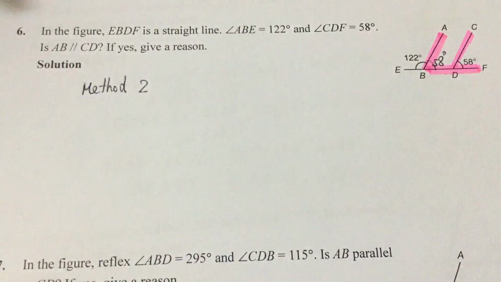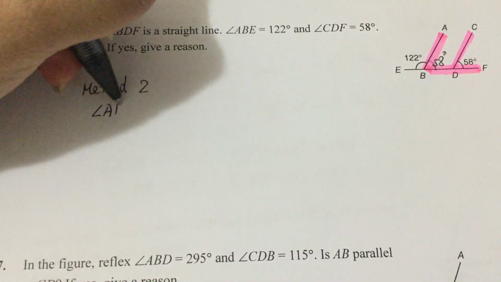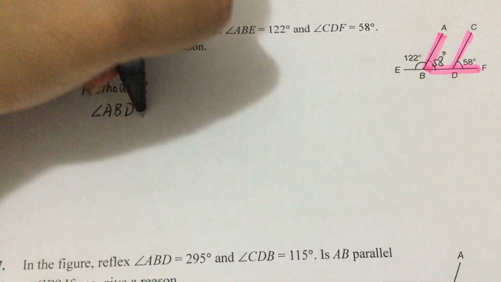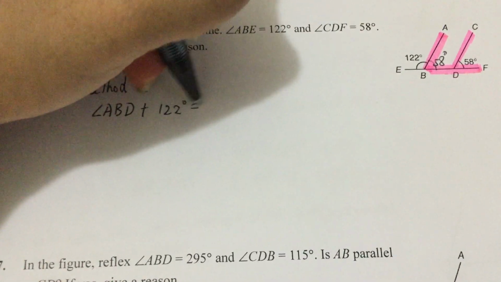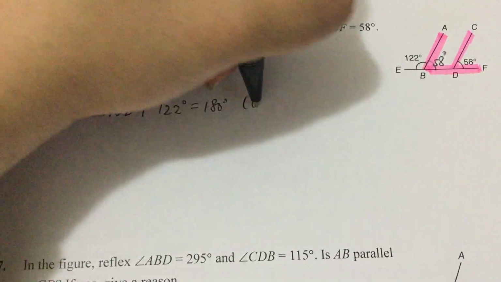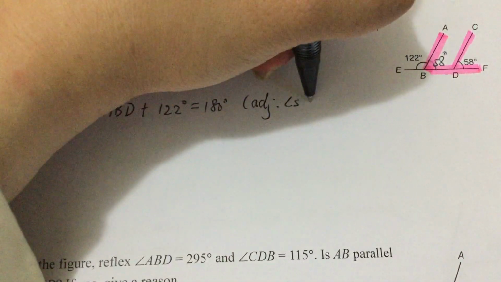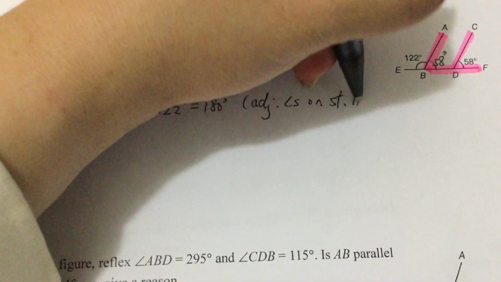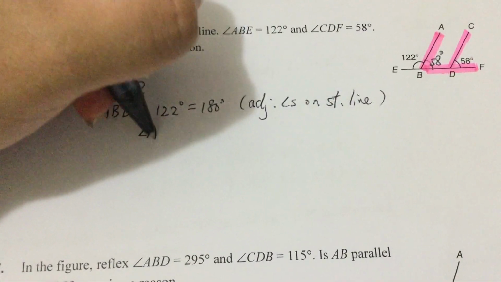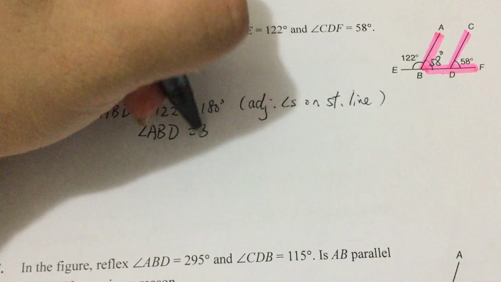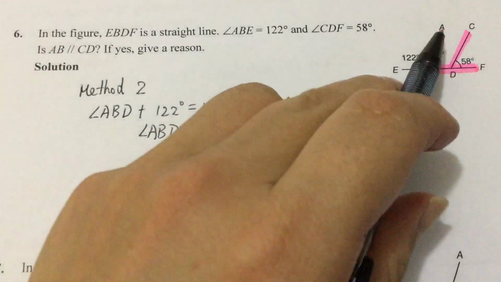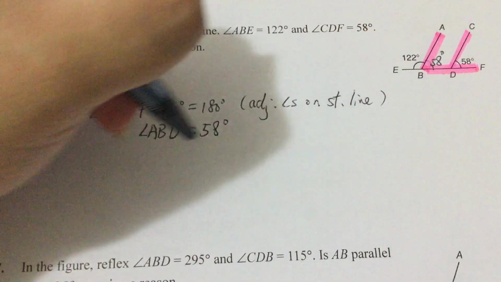Okay, now let's find out the ABD. Once again, we need to do the adjacent angles on a straight line. Every time we need to do this. 180 degrees, adjacent angles on a straight line. Once again, we know that angle ABD is equal to 58 degrees. Okay, now we immediately know ABD is equal to CDF.